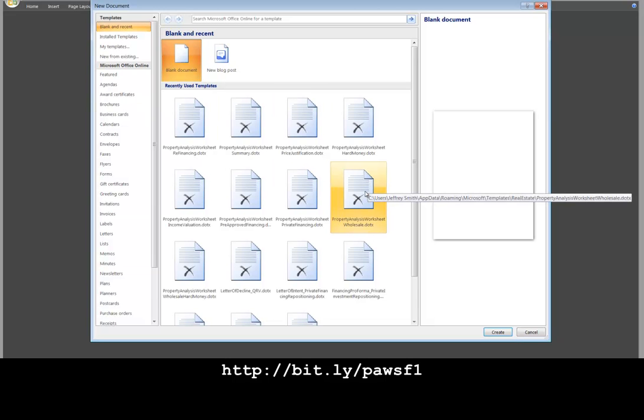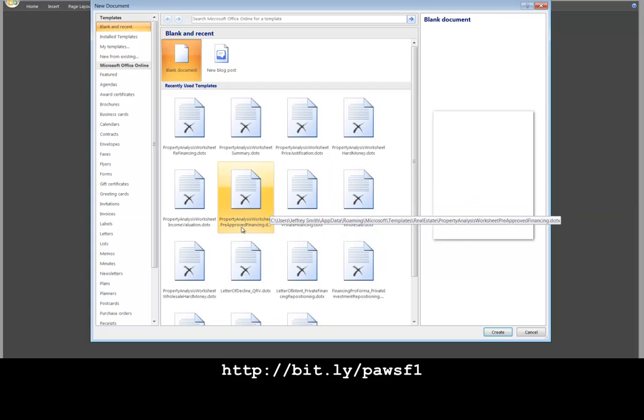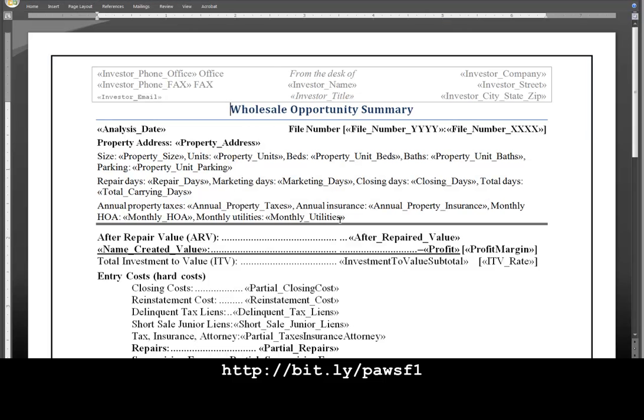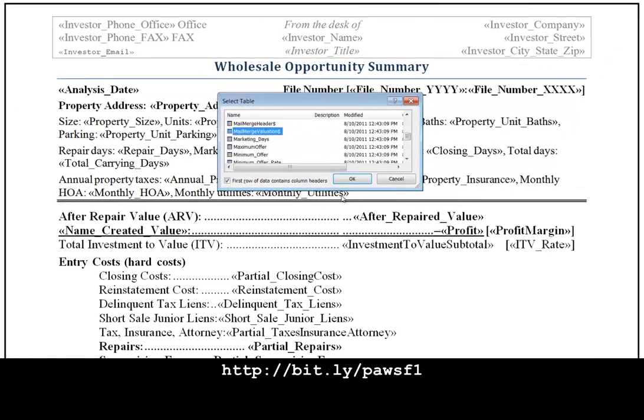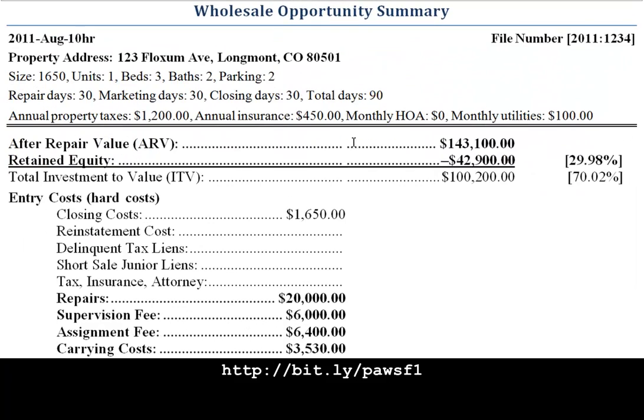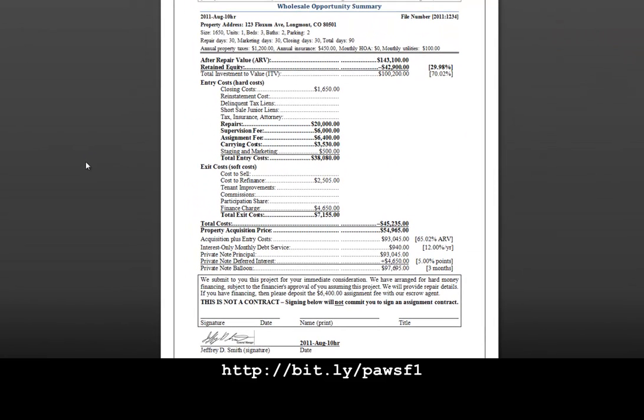If we wanted to wholesale this property to someone else, we would use the wholesale opportunity summary sheet showing what we estimate the ARV to be, the cost going in, the cost going out, and the financing of the property. We are calculating a $6,400 assignment fee for this deal.